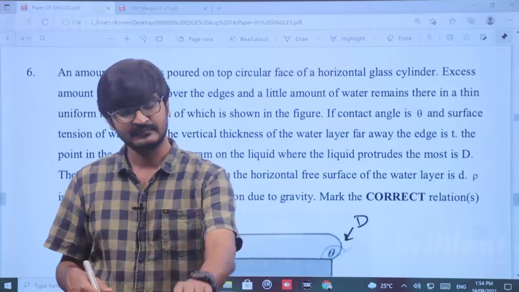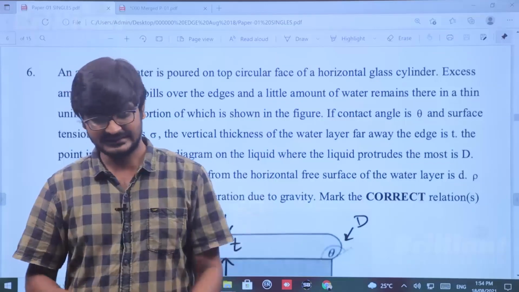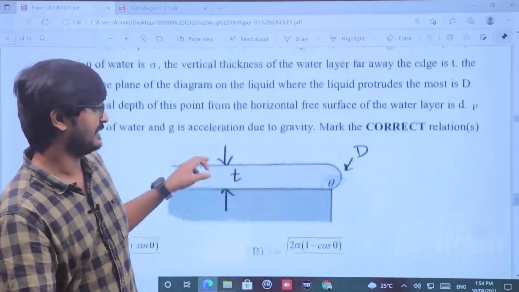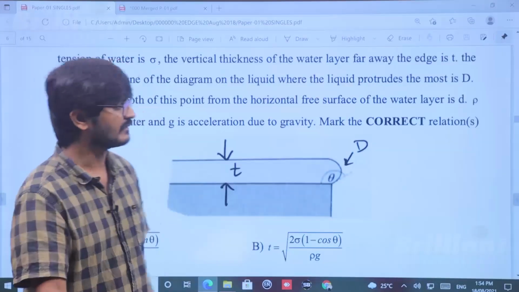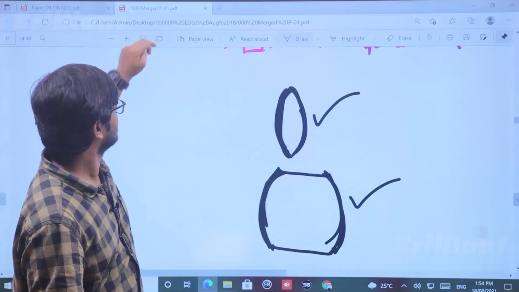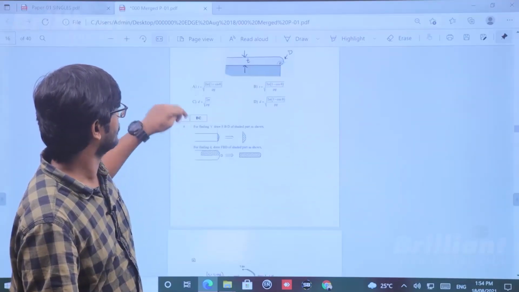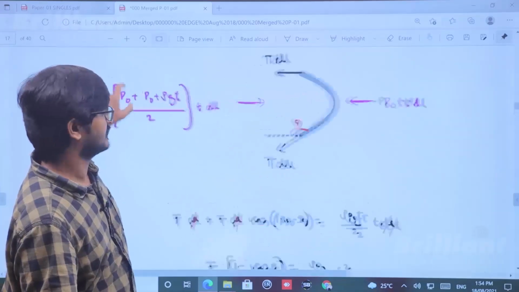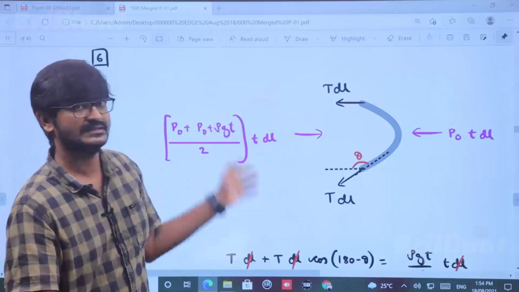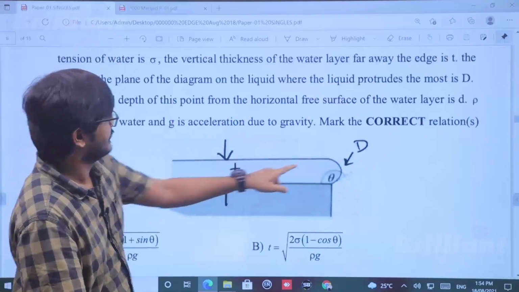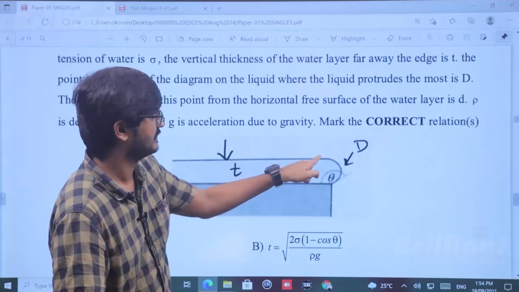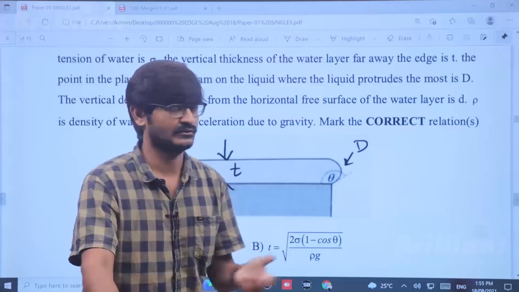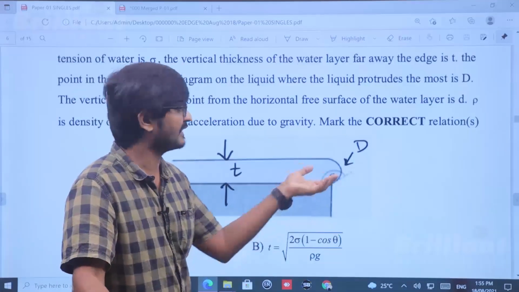Mark the correct relations. And if you have seen PG Kesar's revision video, I think he has taken this question. So there must not be much difficulty in solving at least one of the options. So this is what PG Kesar has done in the revision video. He has drawn the free body diagram of this small part, and he will be bothered about only horizontal forces. That part is in equilibrium.